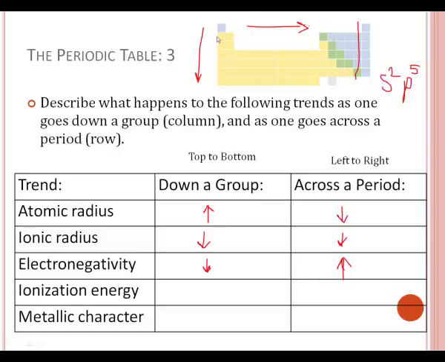Whereas elements that are over here, these guys are going to have a configuration of s1. Now, if they lost that one electron, they would go down to the previous energy level, which would be a lower energy level, but it would have 2 electrons in the s orbital and 6 in the p orbital for a total of 8. So if the elements in this column lost an electron, they would have a full octet. So those elements really, really want to lose an electron.